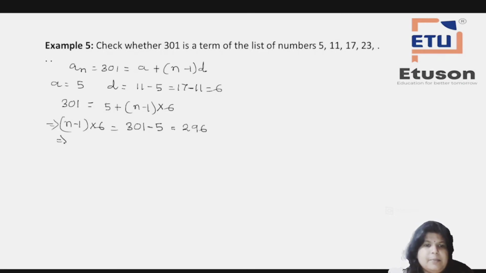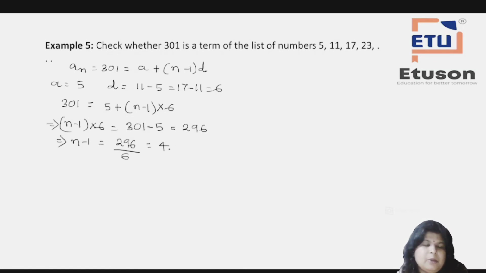296. It implies n minus 1 is equal to 296 divided by 6. So just check if it is a whole number. Okay, so 6 into 4 is 24. Then you have 50. Then you have 56. So 56 is not divisible by 6.